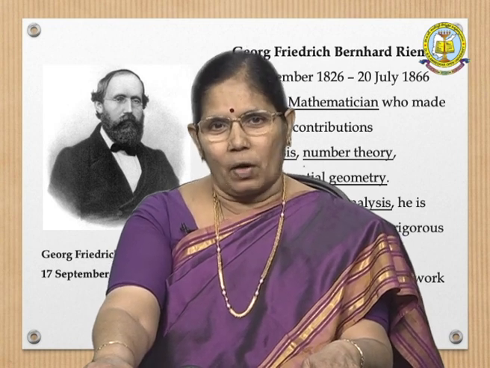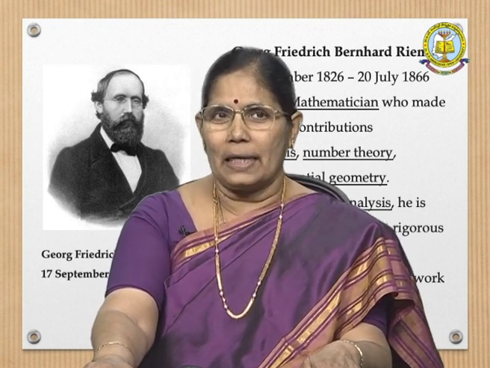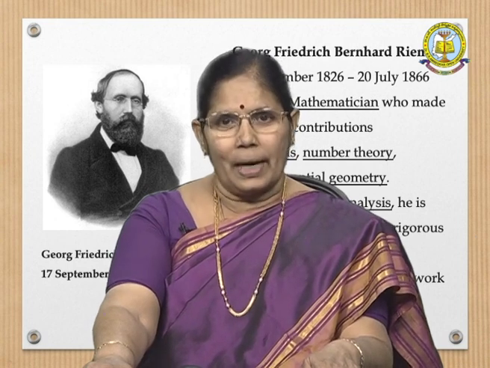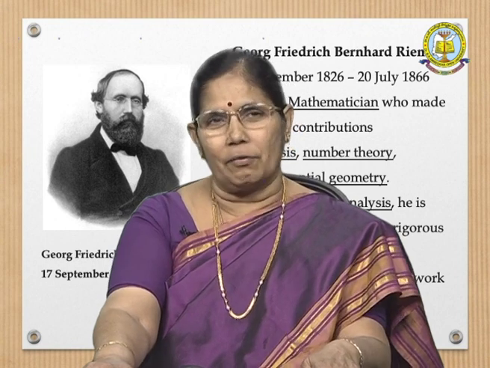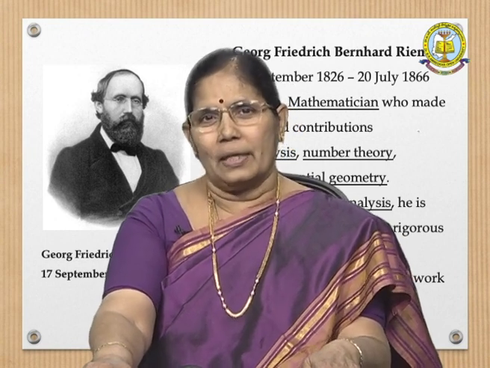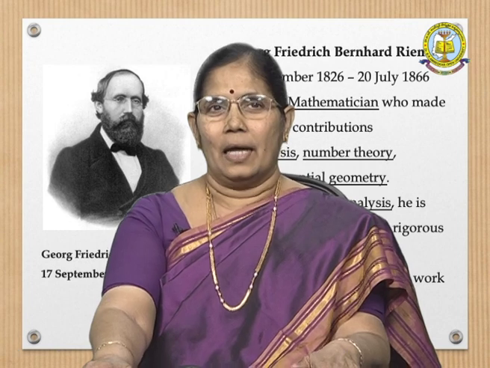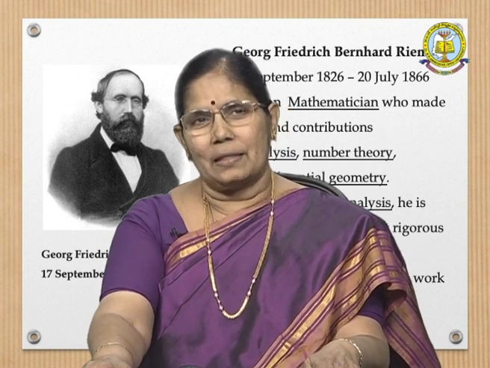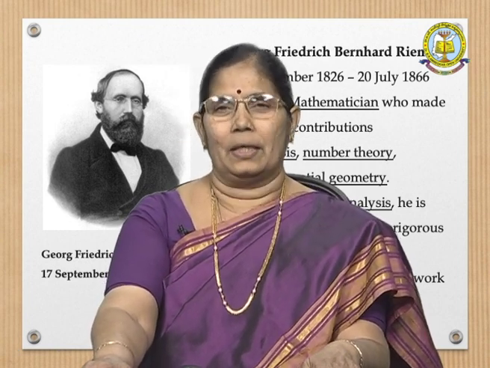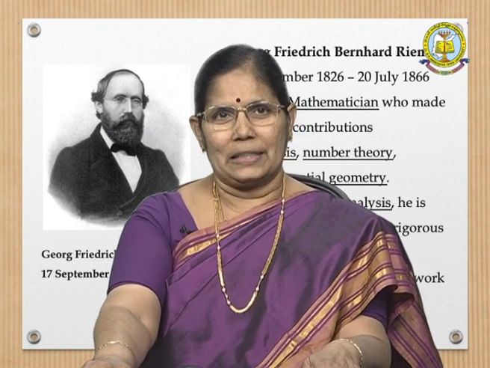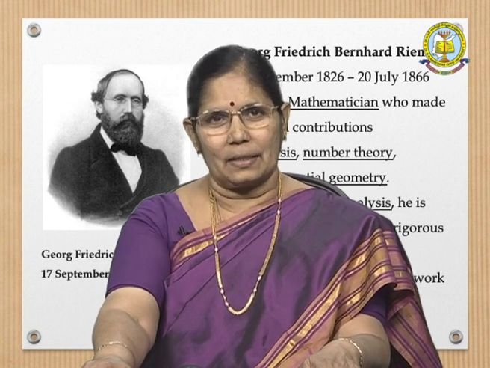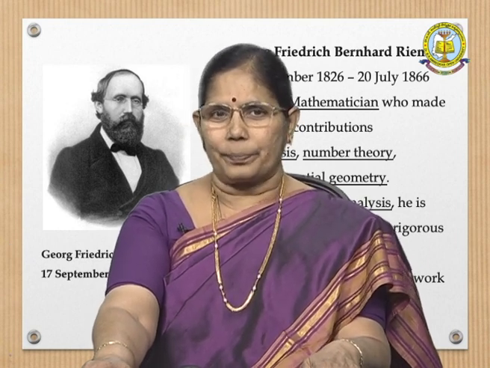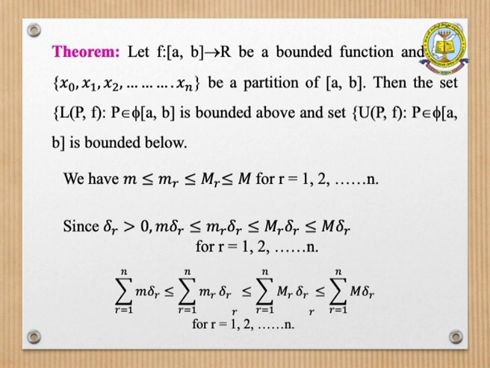So, the set of all L(P, f) will have a supremum and U(P, f) will have an infimum. If the supremum of L(P, f) is equal to the infimum of U(P, f), then we say that the function is Riemann integrable. For this we give the notation upper integral from a to b of f(x) dx and lower integral from a to b of f(x) dx. For this, let us see why L(P, f) is bounded above and U(P, f) is bounded below.